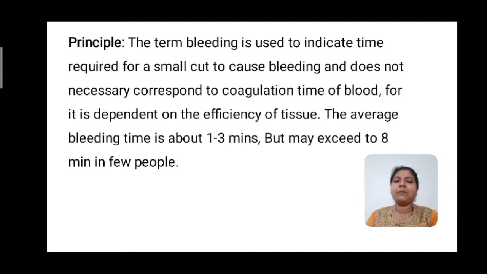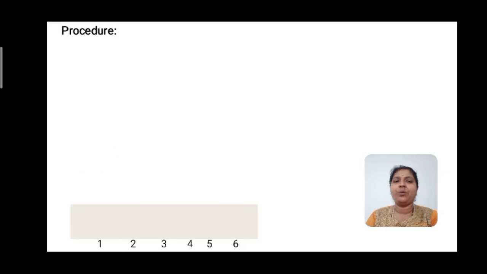Now, the principle behind the practical. The term bleeding time is used to indicate the time required for a small cut to cause bleeding and does not necessarily correspond to coagulation time of blood, for it is dependent on the efficiency of tissue. The average bleeding time is about 1 to 3 minutes but may exceed 8 minutes in a few people.